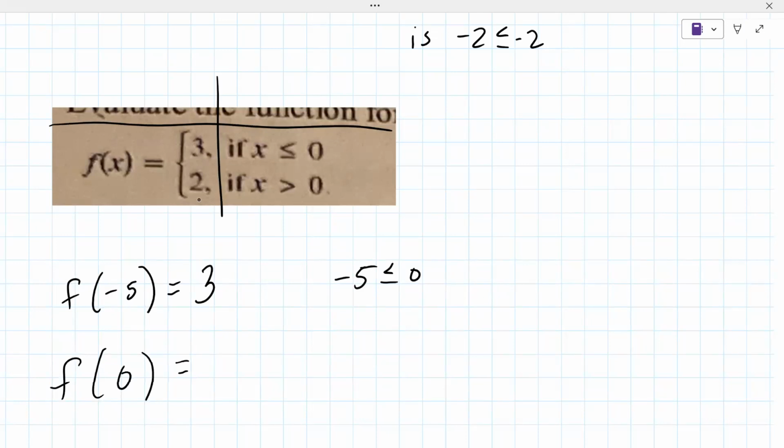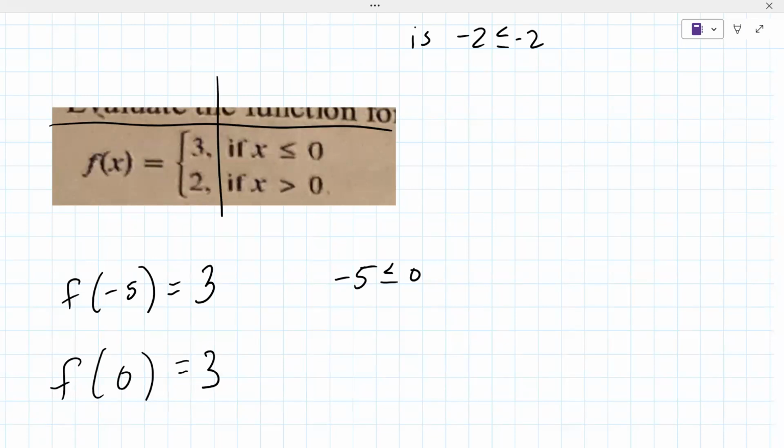F of 0 would be also just 3. I mean, yeah, 3. Yep, very good. It would have to be equal to. Okay.